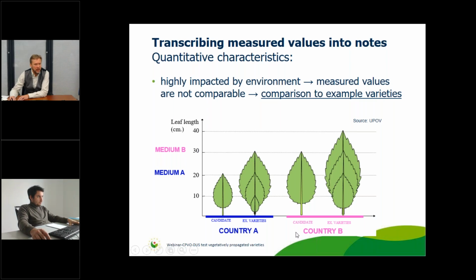In country B, the leaf length is considerably higher. It's the same candidate variety, here 30 centimeters, but under the different conditions, the leaf length of the example varieties is also higher. So even though you cannot compare these values from country A to country B, you can compare them to the example variety. In country A, it corresponds to this variety, and in country B, this variety again corresponds to the example variety in the middle.